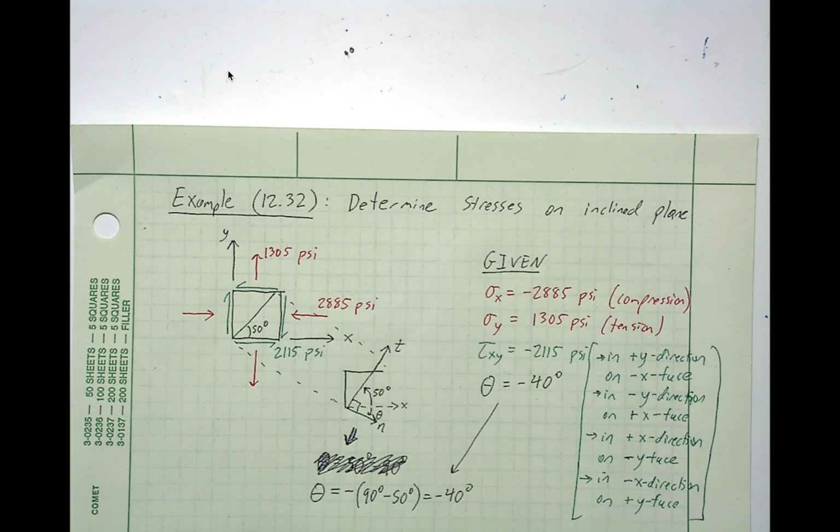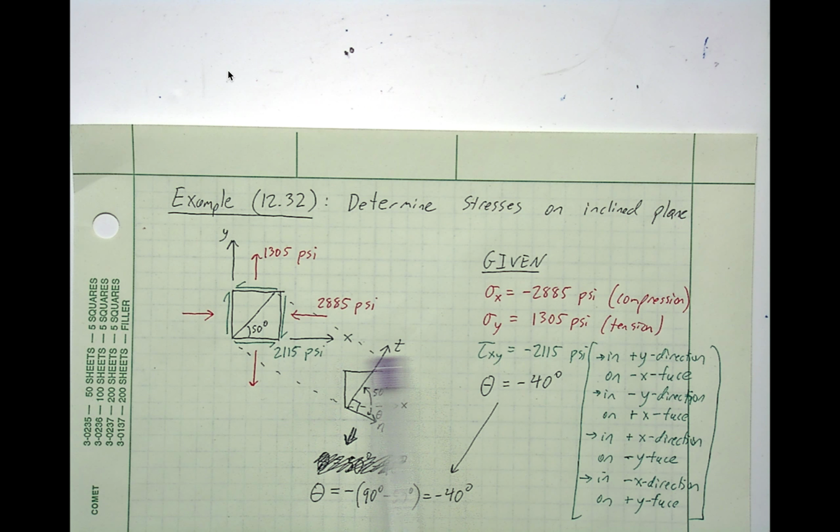We see our normal stress in the x direction is a negative 2,885 psi, and this is in compression just because it's drawn inward, so that's a negative quantity. Our normal stress in the y direction is a positive 1,305 psi, and this is in tension, drawn with an outward normal.